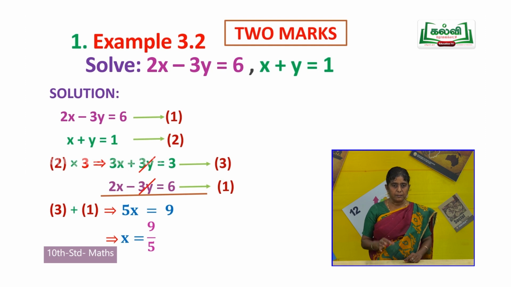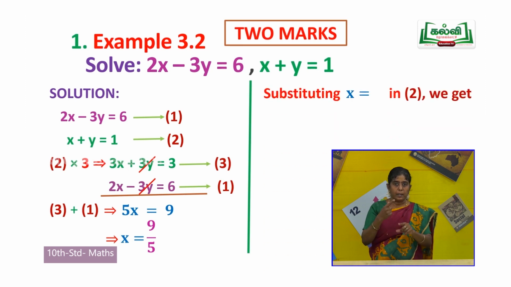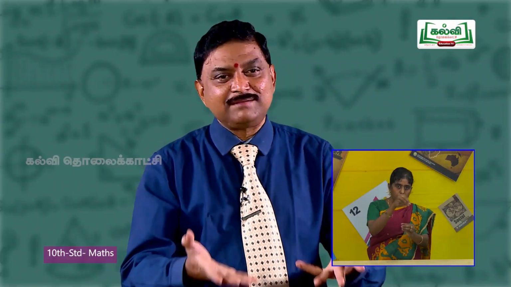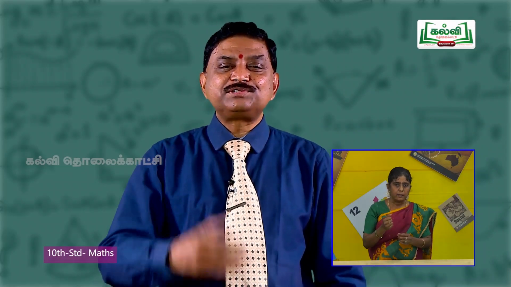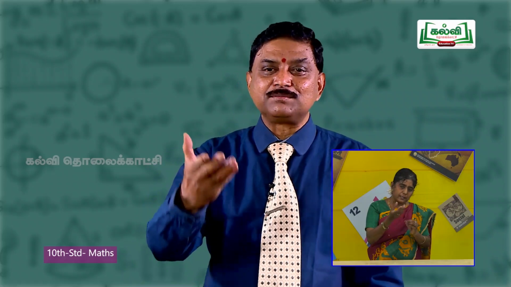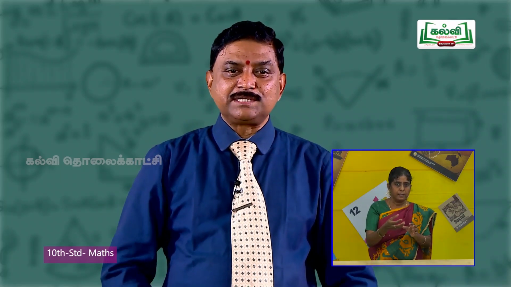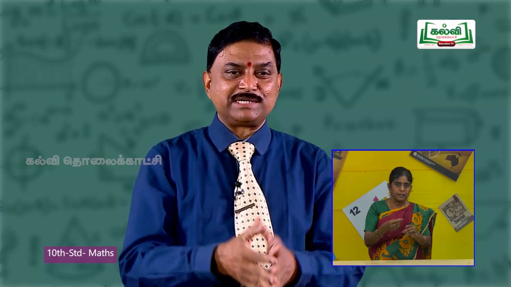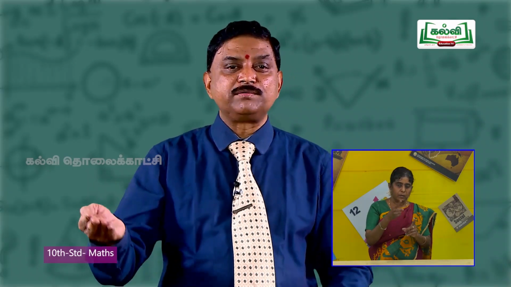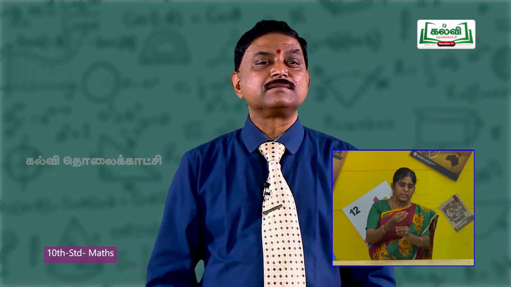So we got the value of x now. We want to find the y value, no? So what do we have to do? We should substitute x equal to 9 by 5 in equation 2. Or you can even substitute it in equation 1. Whichever equation you feel is convenient, you select that equation. It depends upon the students. I can give a suggestion: substituting the x value in the first equation, being x coefficient is 1, y coefficient is 1, it looks simple.